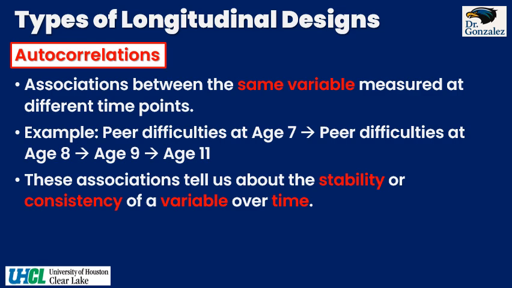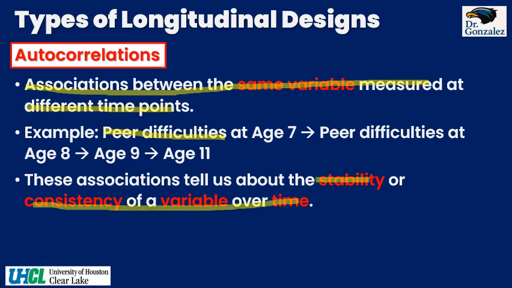An autocorrelation is an association between the same variable measured at different points in time. So maybe I have a large set of children, a group of children, and I'm looking at a rating called peer difficulties. So maybe you have a parent giving this information and they're rating their child on the difficulties they have in getting along with their peers. So I have only one variable this time. It's not like the other one where I was looking at a relationship between two. But what I'm looking at is the stability or the consistency of that variable over time.